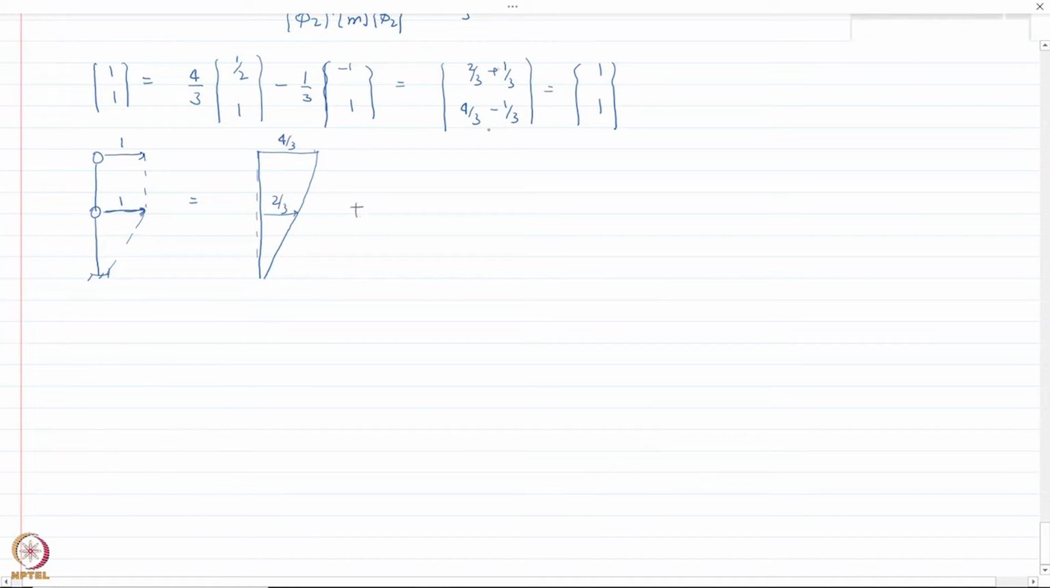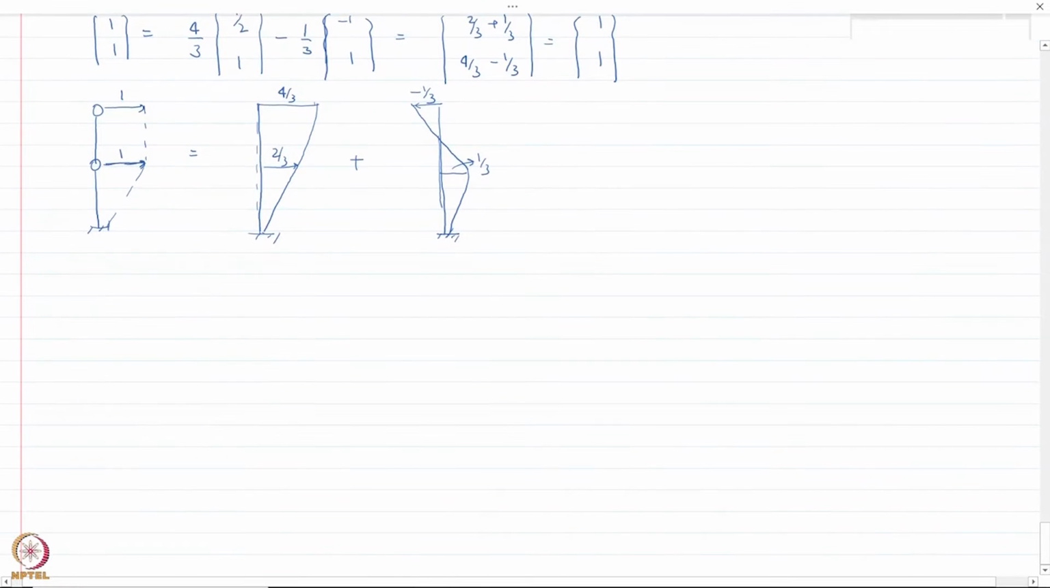plus the sum of the second terms, which is plus 1 by 3 and minus 1 by 3. So let me again draw this here, with the second degree of freedom something like this. So this is minus 1 by 3, this is 1 by 3 here. So this is what we get.